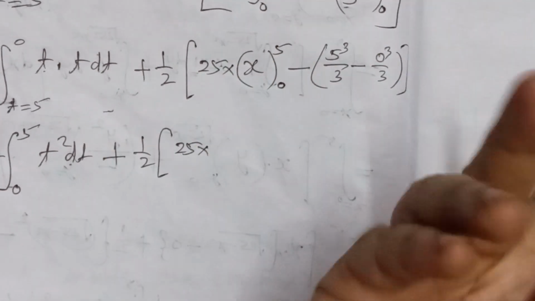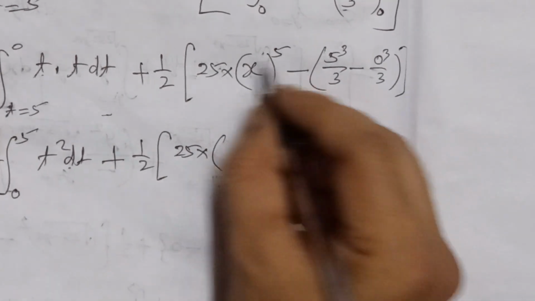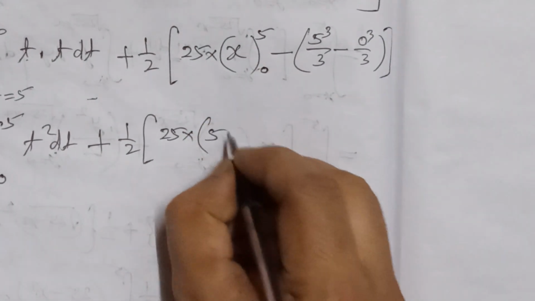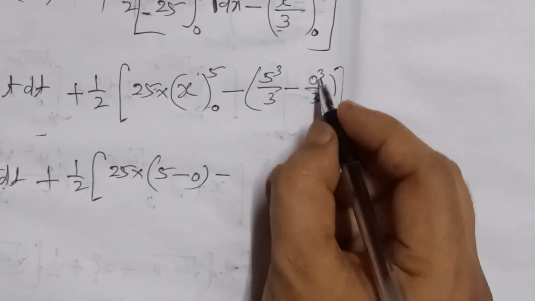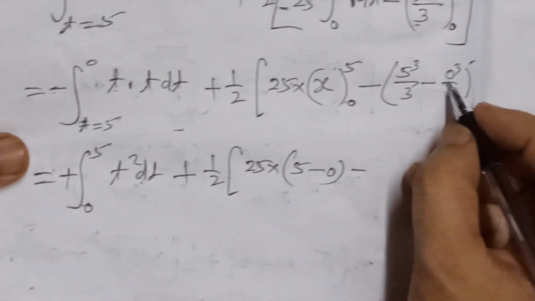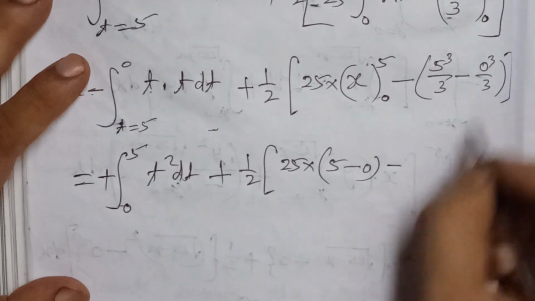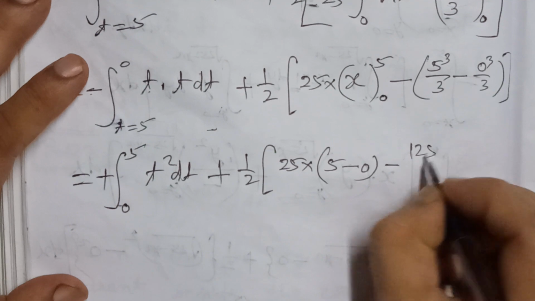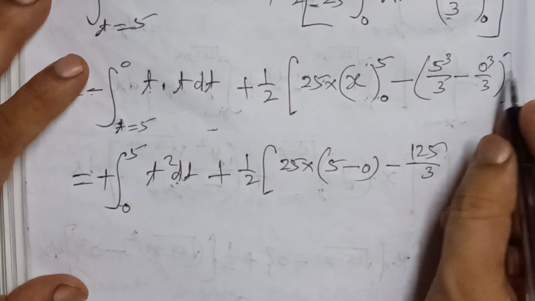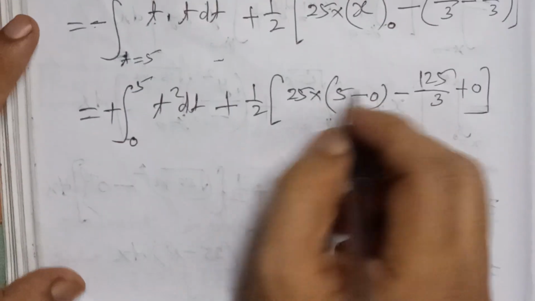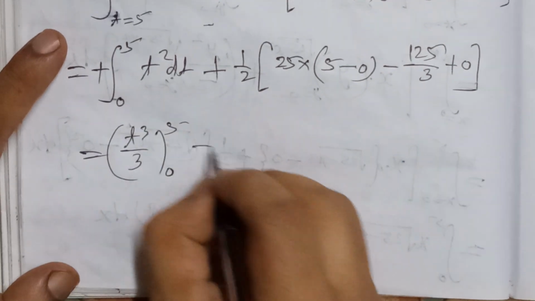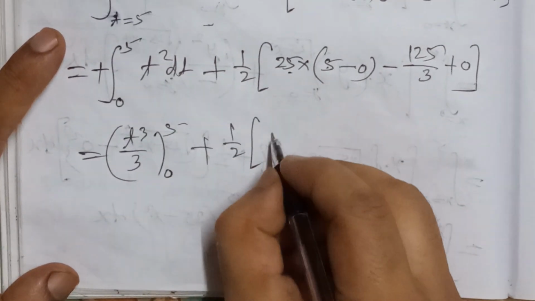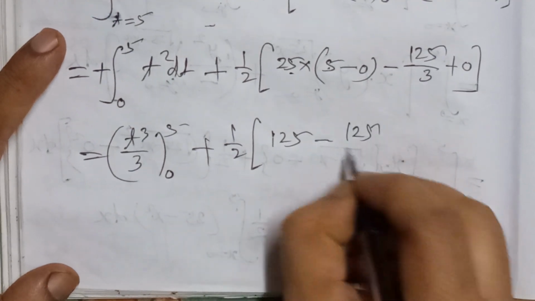Plus 1 by 2, 25. You can calculate easily. Apply the upper limit 5 and minus the lower limit, and put the value of x here. Minus, this value becomes 0, because 0 cube is 0, so put only 0 here, and 5 cube is equal to 125 upon 3 minus 0. You do not need to write 0 here. The integration of t square is t cube upon 3, and apply limit 0 to 5, plus 1 by 2, and this multiplication becomes 125 minus 125 upon 3.